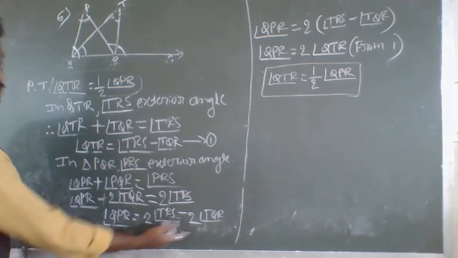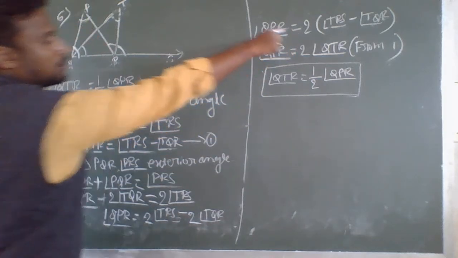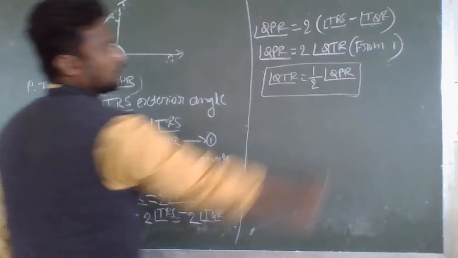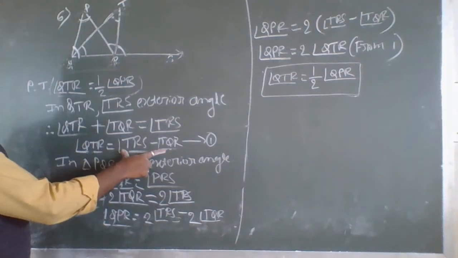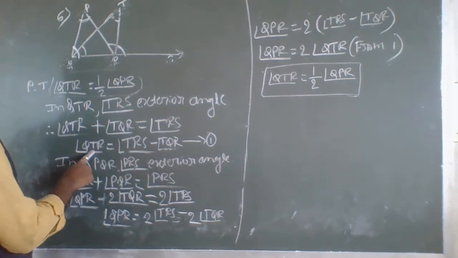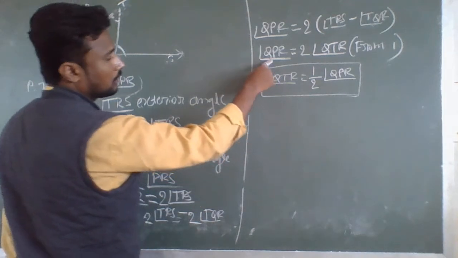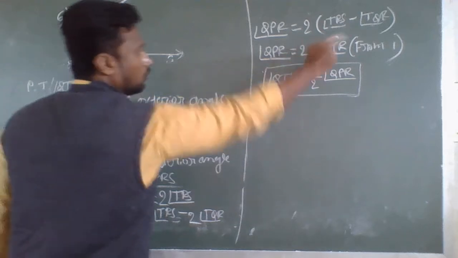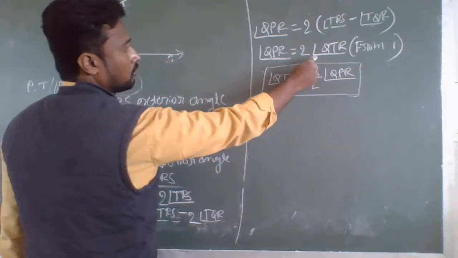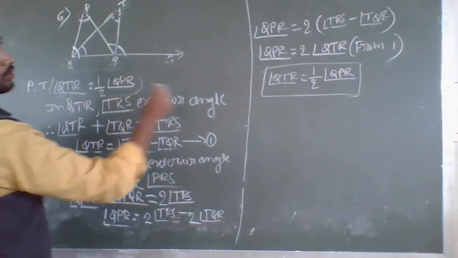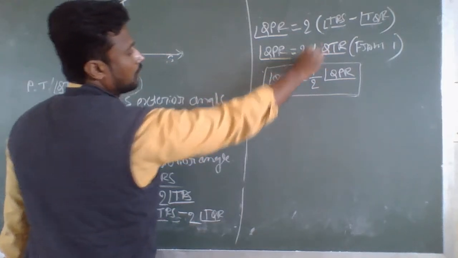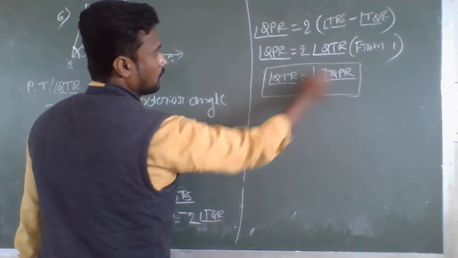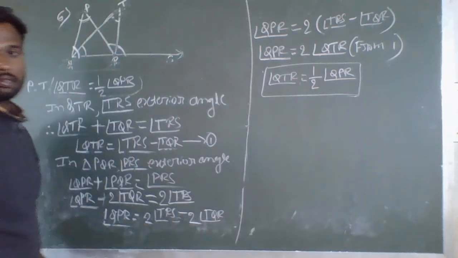In these two, 2 is common, so I will take 2 outside, and it comes as angle TRS minus TQR. TRS minus TQR, according to 1, is equal to QTR. Therefore, angle QPR is equal to 2 into angle QTR from 1. Now we have to prove angle QTR, so I will move this 2 to the other side, therefore it is 1 by 2 into angle QPR.